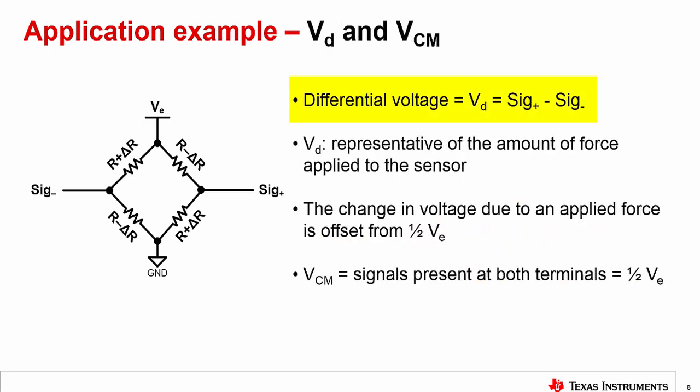In a system, the differential voltage, or VD, is the difference between sig plus and sig minus. This represents the amount of force or pressure acting upon the sensor. When this sensor is acted upon, opposite resistors in the bridge change in proportion. If the resistance of one leg increases by delta R, the resistance of the opposite leg will decrease by delta R. Consequently, the voltage at sig plus and sig minus points will be offset from the nominal VE divided by 2 value. This offset is the differential voltage which we want to measure. The common mode voltage, or VCM, is the voltage present at both terminals that we want to reject, which in this case is VE divided by 2.